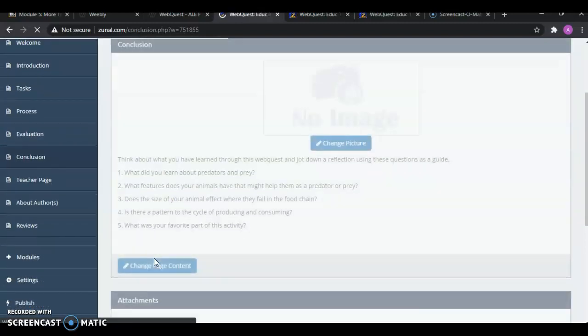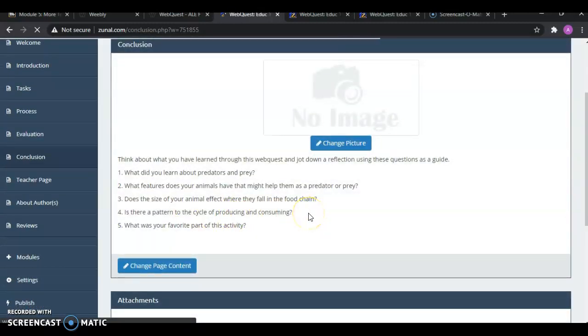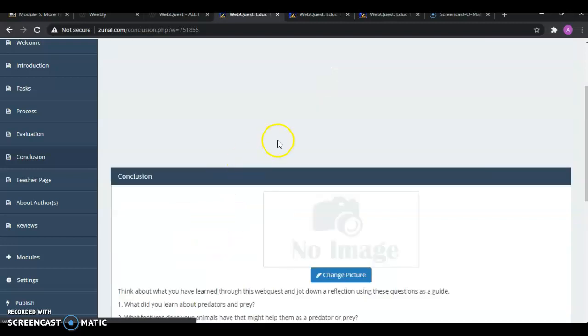In their conclusion, I had them taking a look at what they actually learned. They're giving me a reflection using these questions as a guide. They don't necessarily have to answer these questions, but I would like them to. They pretty much go over what they learned and what their favorite part was.